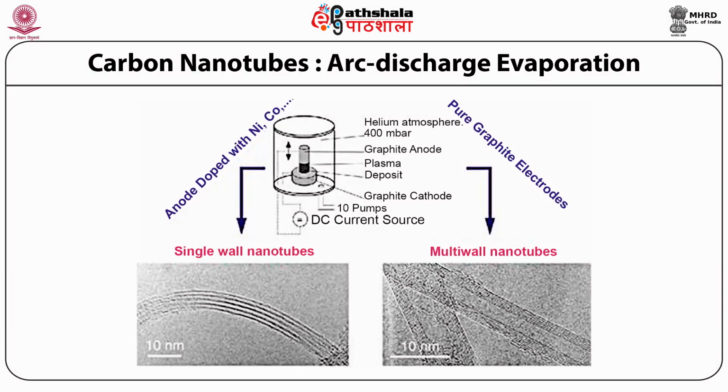Carbon nanotubes prepared by arc discharge evaporation. Students, carbon nanotubes are another allotrope of carbon. Multi-walled carbon nanotubes were discovered in 1991, whereas single-walled ones were discovered in 1993. As discussed here, they have been prepared by the arc discharge method in a carbon soot, whose schematic is shown here. If we have the anode doped with nickel or cobalt, we get single-walled nanotubes, and if we have pure graphite electrodes, we get multi-walled nanotubes.